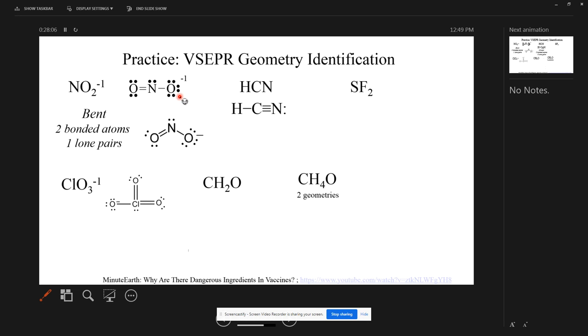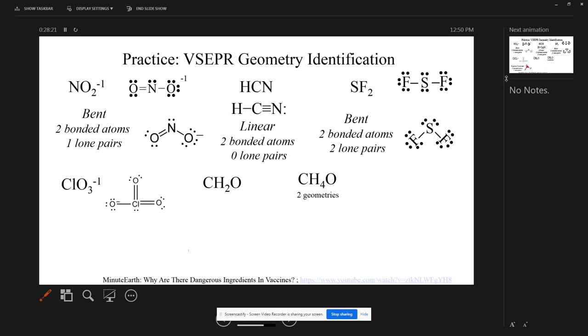Here we have hydrogen cyanide. We have 2 things attached and no non-bonding pairs. That's going to be linear. Here we have sulfur difluoride. Again, we might draw a Lewis structure where it looks nice and straight, but considering those non-bonding pairs push the fluorines to one side, it is going to be bent.